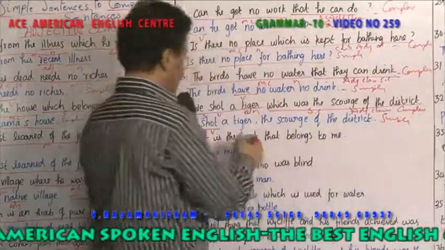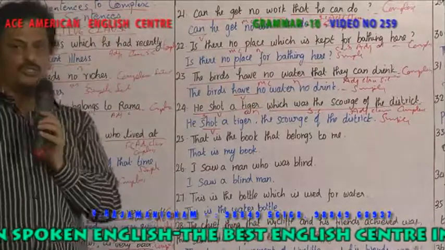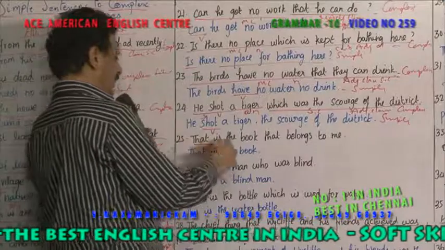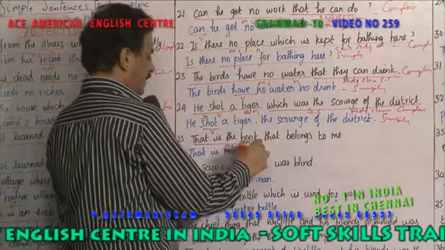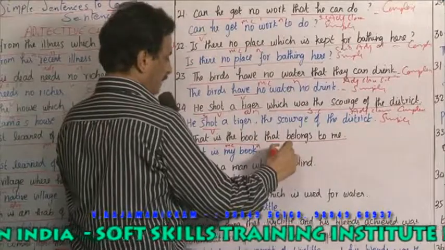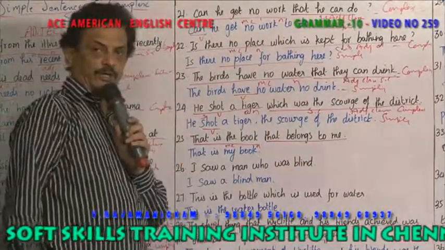Anybody, which is this? That is the book that belongs to me. Which is the adjective clause? That is the book is the main clause. The book is the noun. That belongs to me describes the book, and belongs is the verb.